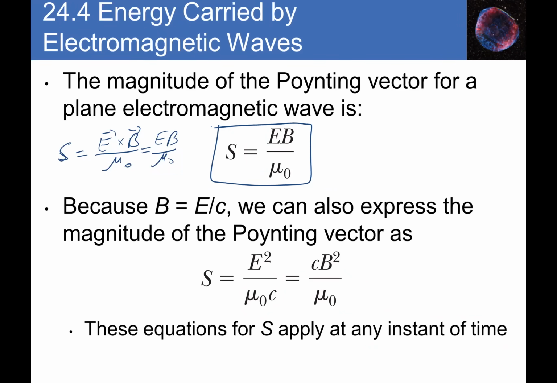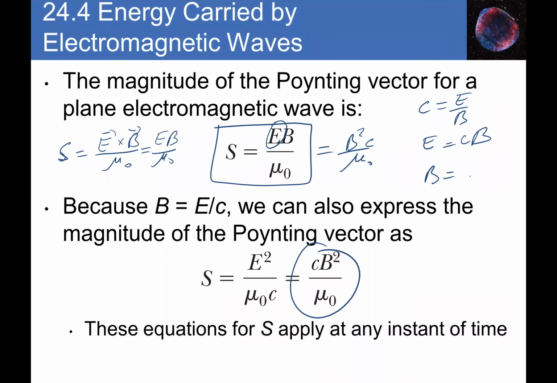Now, one thing we can do from this equation is rearrange it, because remember, c is equal to E over B. I can substitute for E, since E is equal to c times B. Then I get B squared times c over mu naught, and that's this expression over here. Or I can use B equals E over c, and if I substitute for B, I get E squared over mu naught times c. That means you can calculate the magnitude if you just have one of the vectors.